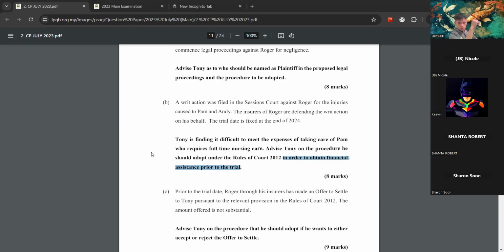Prior to the trial date, Roger, through the insurers, made an offer to settle to Tony pursuant to the relevant provision. Amount offered is not substantial. Advise Tony on the procedure that he should adopt if he wants to either accept or reject the offer to settle.